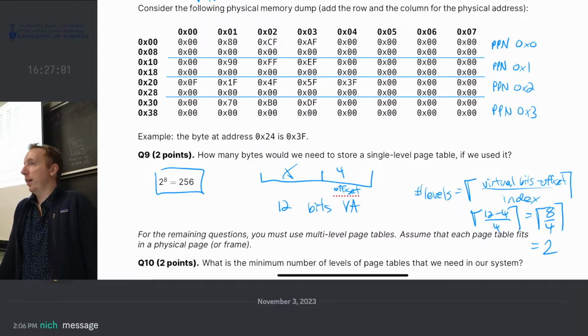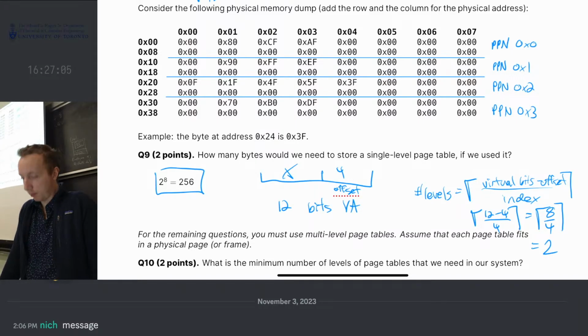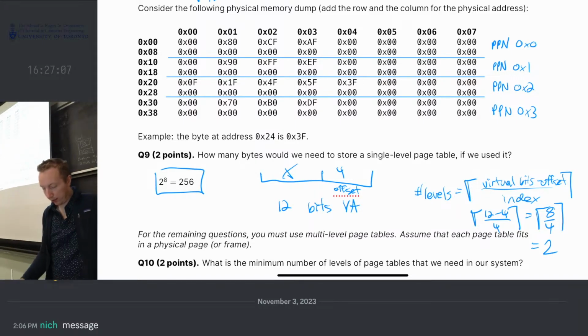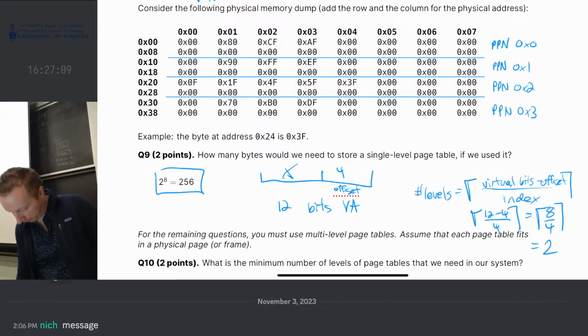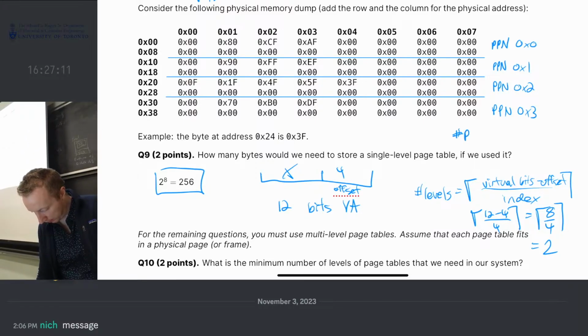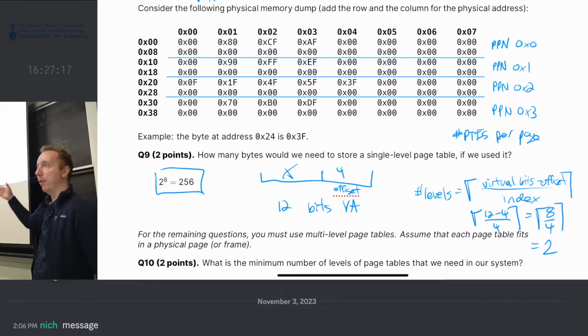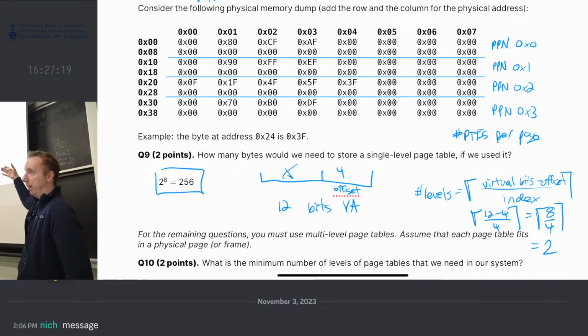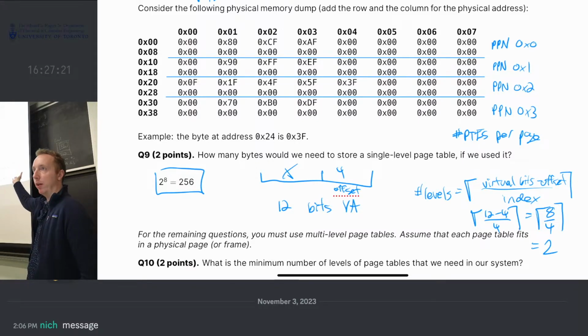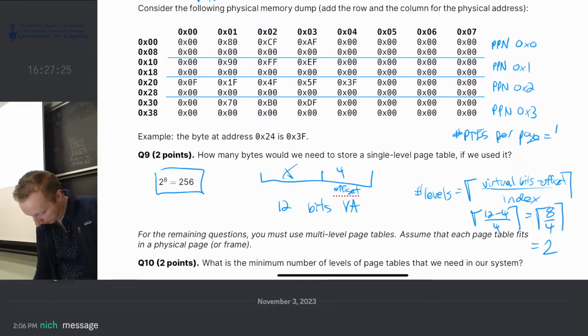Any questions about how I got that one? Yep. So remember the index essentially depends on the number of PTEs per page. If I know that, I turn that into 2 to the power of something. If I take log base 2 of that, that's how many bits I need. So in this case, it's always the page size.